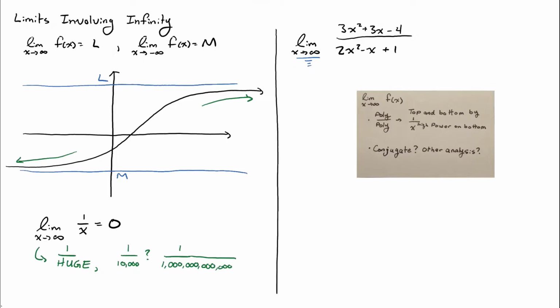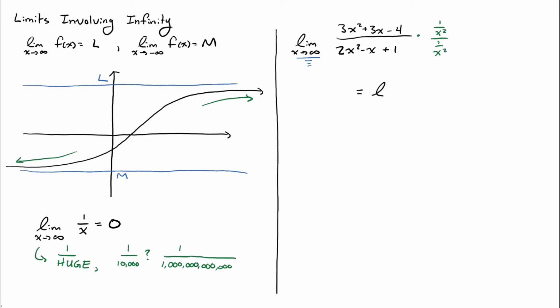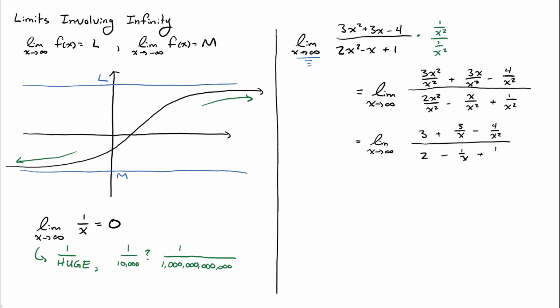It's important that you use the highest power on bottom. In this example, the highest power on bottom is x squared. Multiply the top and bottom by 1 over x squared, distribute this through, cancel. We basically get our first simple example several times. As x gets large, 3 stays the same, 3 over x goes to 0, and 4 over x squared goes to 0. Similar with the bottom. Finally, we're left with 3 over 2.